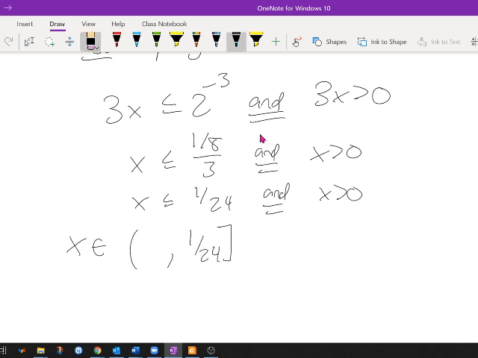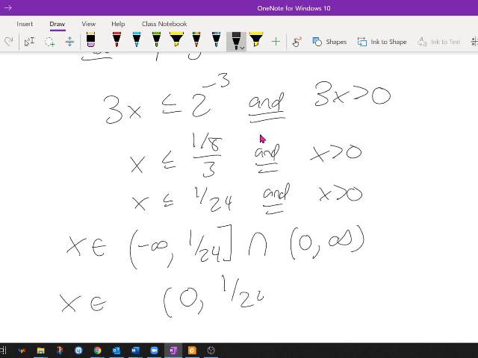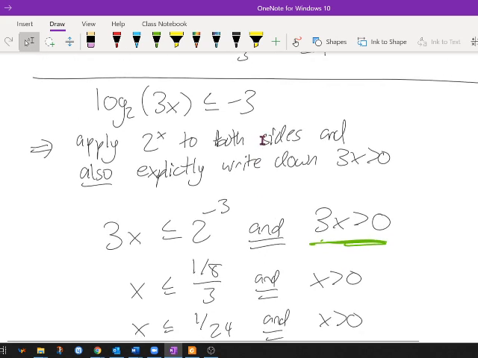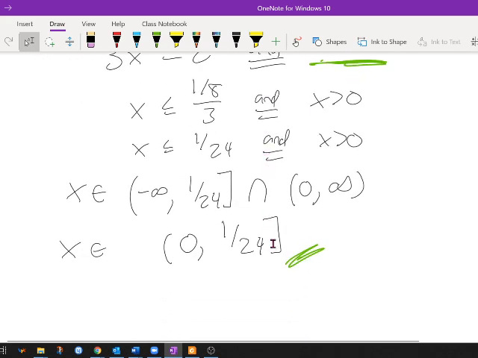Let's do it this way. Minus infinity to 1 over 24, and is an intersection, 0 to infinity. And this is the same as x is between 0 and 1 over 24. So that's the real final answer. And if you don't remember this part about the 3x being bigger than 0, you're going to get the wrong answer. You're going to have negative numbers, and that's not allowed here. So that is it for example 7F in gory detail.